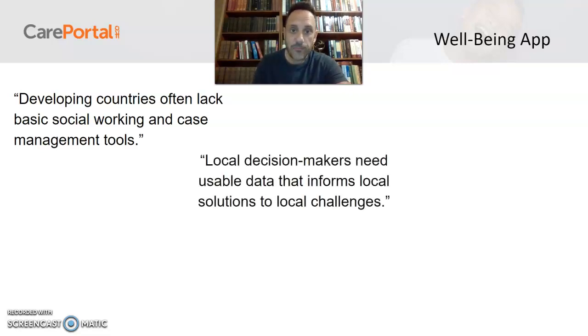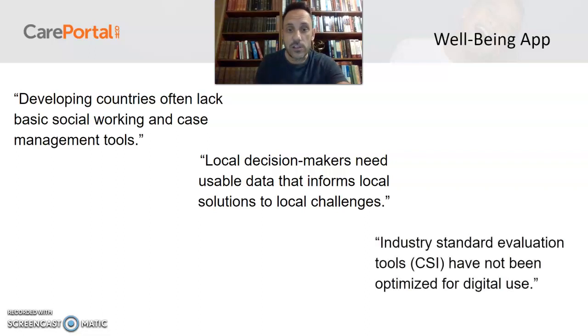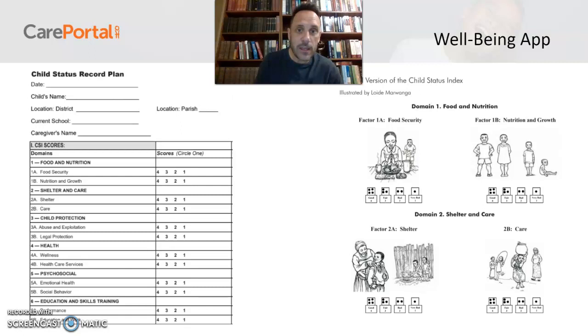And as such, local decision makers need usable data that can inform local solutions to local challenges, and that industry standard evaluation tools such as the Child Status Index have not been optimized for digital use. So we set out to create an app that's accessible on any smartphone in the world that can help overcome some of these challenges. And so here is an example of the Child Status Index.